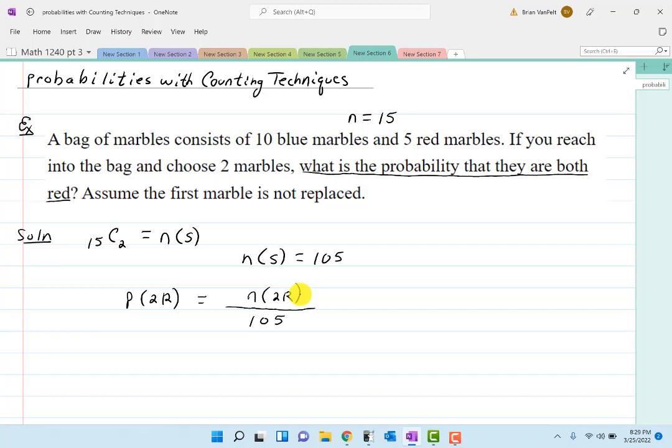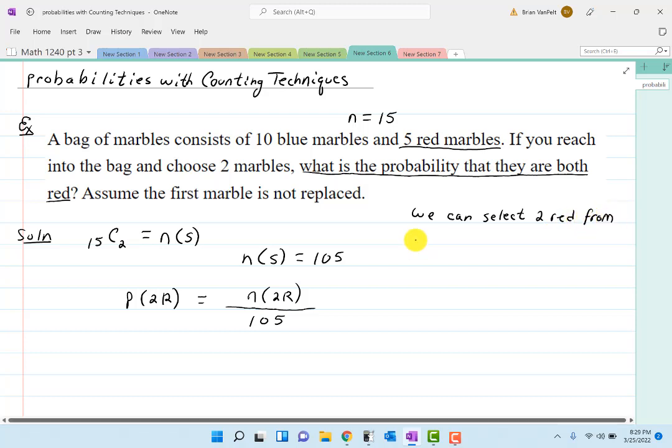Well, since we want to have 2 red marbles, and there's a total of 5 red marbles, we can select 2 red from any of the 5 red marbles. So what we have up there is going to be 5 red marbles, and we are choosing 2 of them. And I think you'll find the 5C2 is equal to 10.